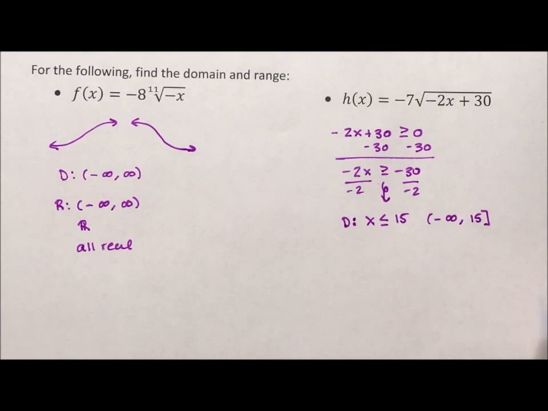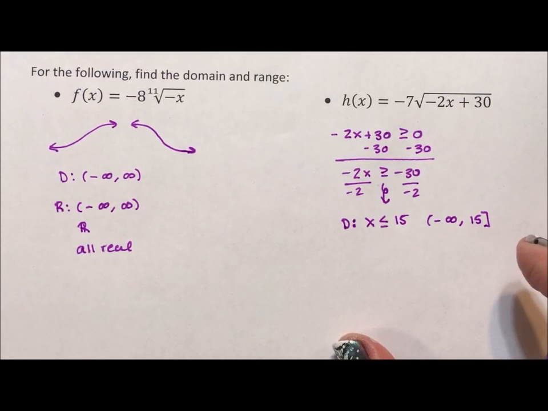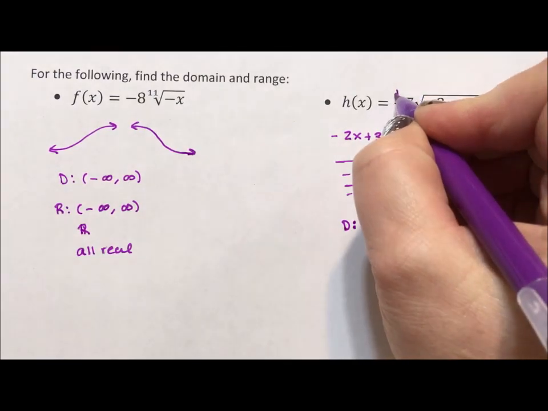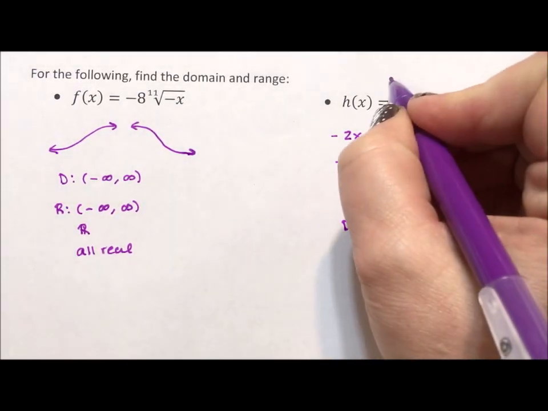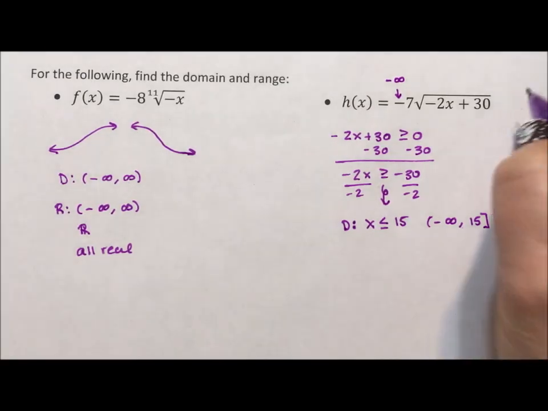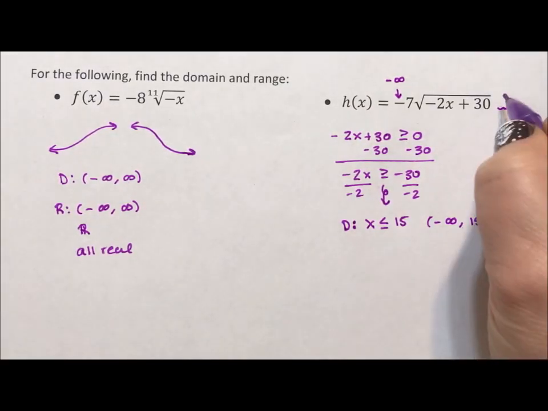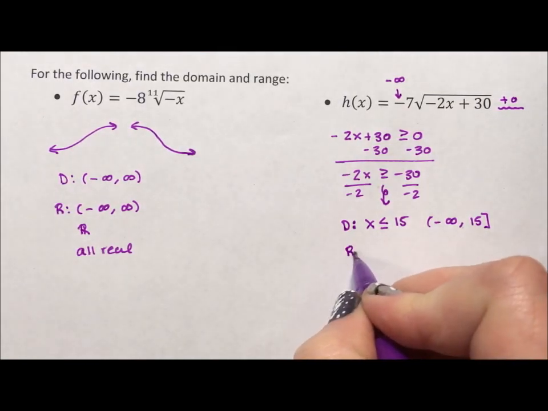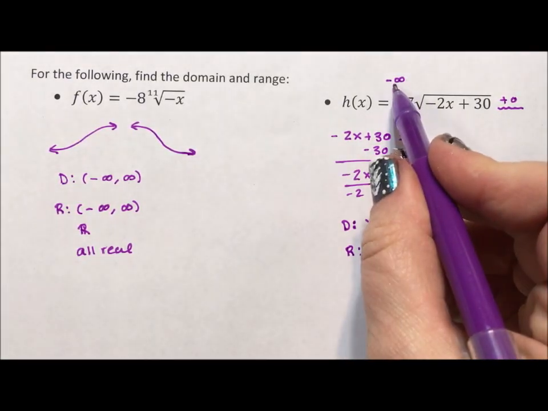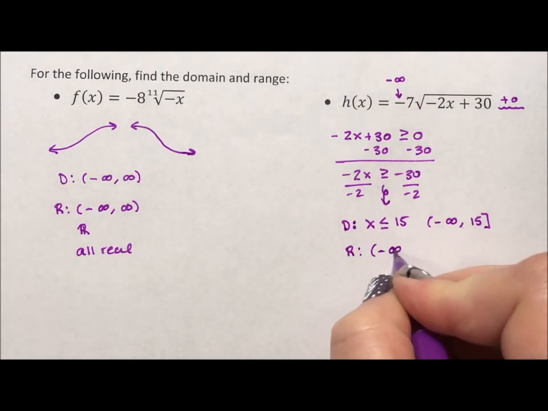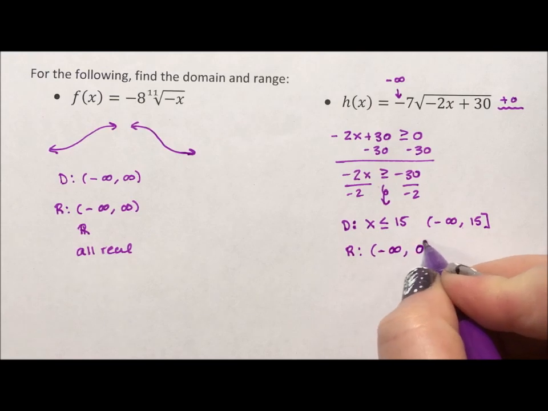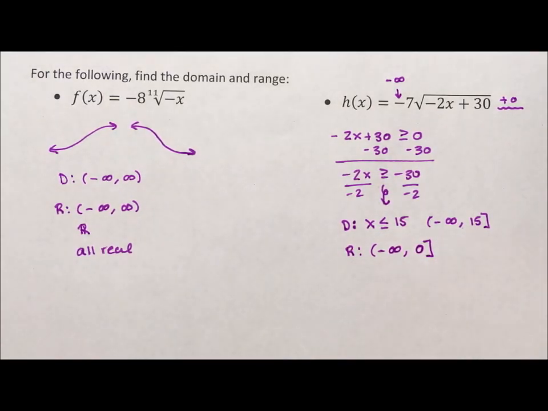The range is pretty easy to find because the range is based on the endpoints, the bookends of the graph. Because this is a negative 7, we know that the graph goes to negative infinity. There's nothing added out here. We could put a plus 0. We don't need it, but we could, which means the range goes down to negative infinity, and its starting point is 0. So negative infinity to 0.